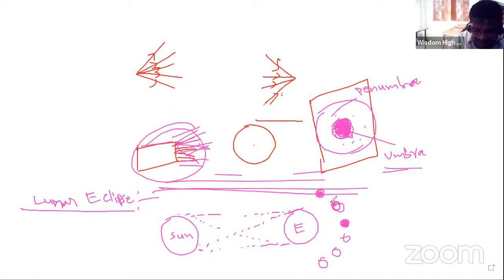Here is the Earth, here the sun is there, and here the moon is there. This is the moon, revolving around the Earth. The moon is the natural satellite of the Earth.